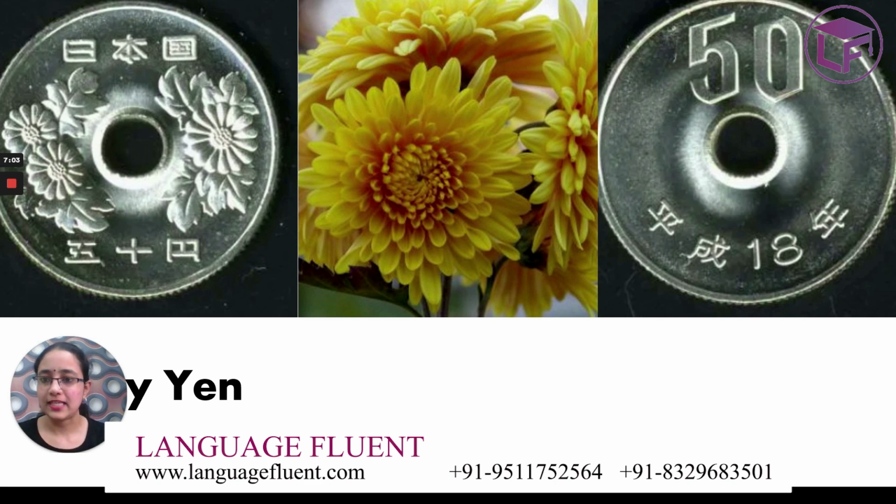And on this side we can see chrysanthemum. On top we can see Japan written in the Japanese language, and we can also see the number 50 written in Japanese. That is what is written below, and they've written yen. So that is about the 50 yen coin.